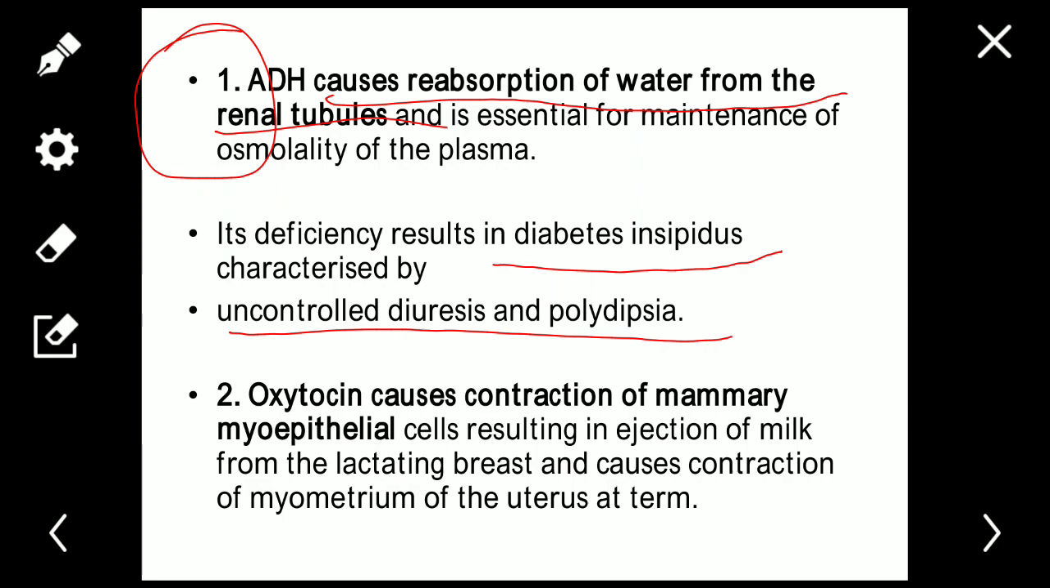The second hormone released by the posterior pituitary is oxytocin. Oxytocin causes contraction of mammary myoepithelial cells, resulting in ejection of milk from the lactating breast, and causes contraction of the myometrium of the uterus at term. So these are the 2 hormones from the posterior pituitary, or neurohypophysis.